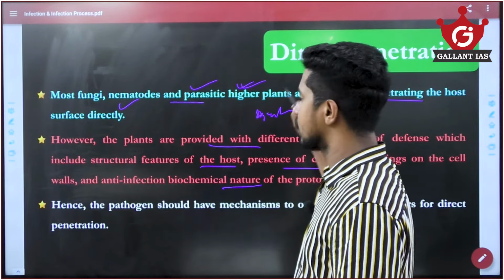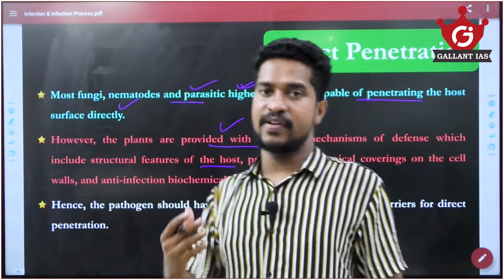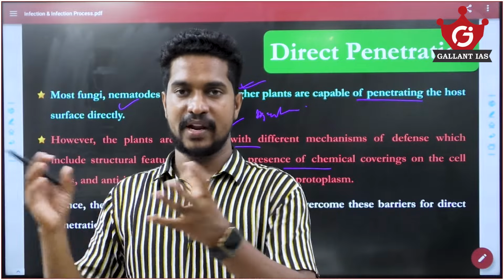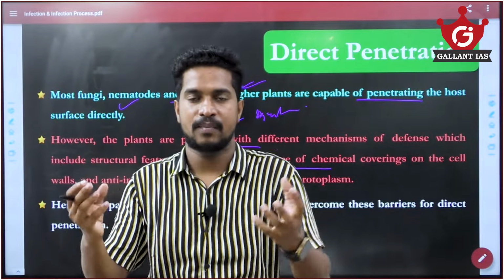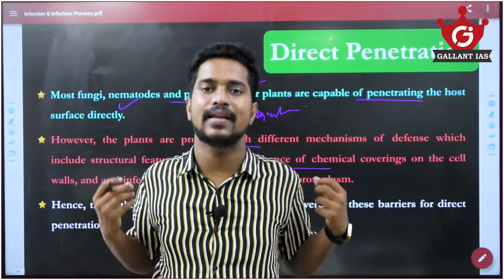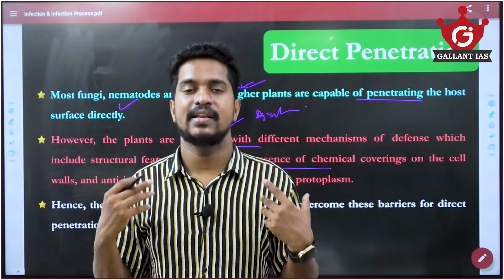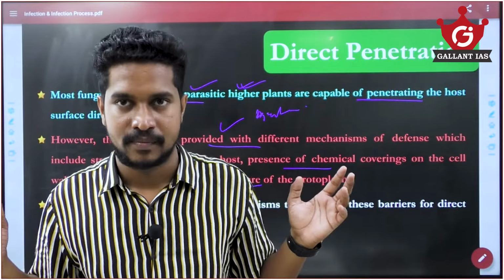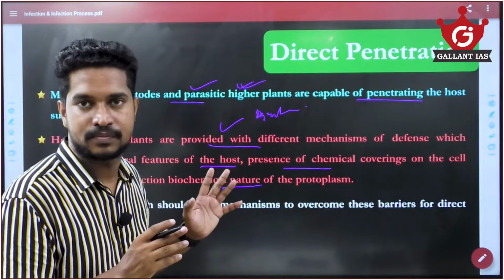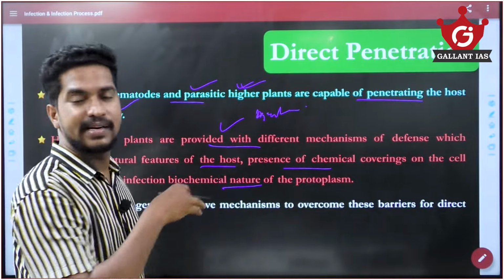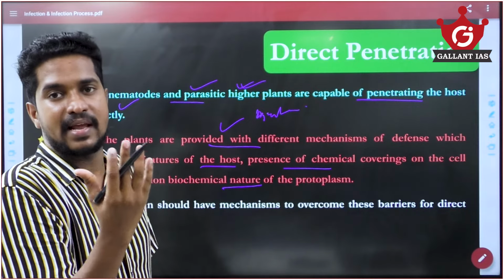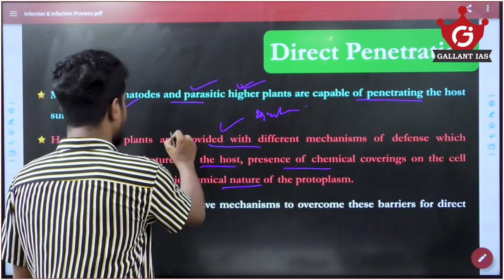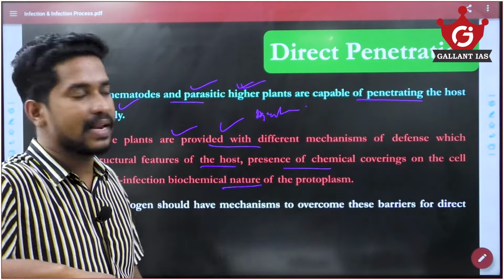As we all know, taking humans as an example, when a foreign organism or foreign body enters our body, our immune system will recognize it and act against it, right? The same happens in the plant also. Once the pathogen enters the host cell, the defense mechanism of the plant will activate and act against it. So the plants are provided with different mechanisms of defense.